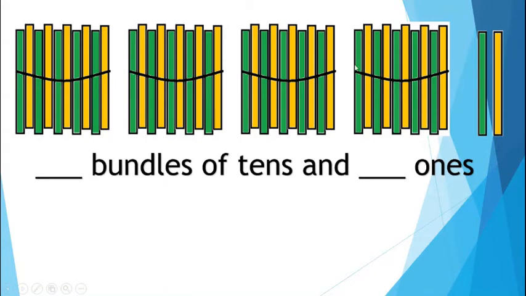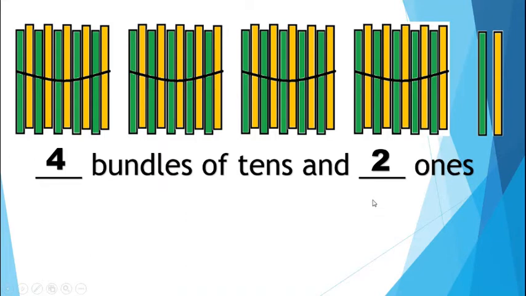So how many bundles do we have on the screen? We'll count 1, 2, 3, 4. So we have 4 bundles of tens. How many ones? When you say ones, it is the loose popsicles. So we'll count 1, 2. So how many loose popsicles? Very good, it's 2. So we got the bundles of tens and ones. That is 4 bundles of tens and 2 ones.